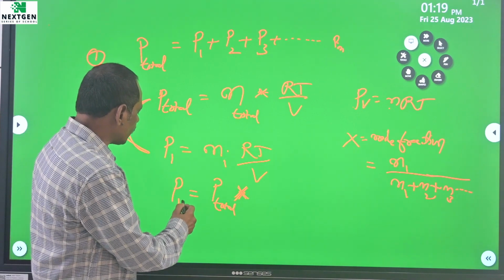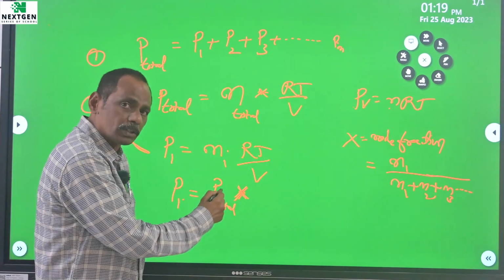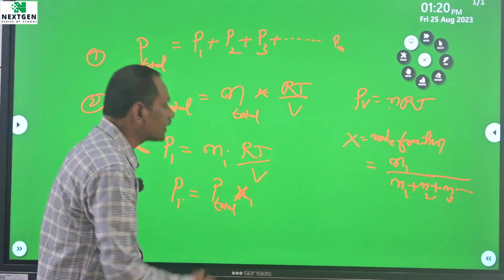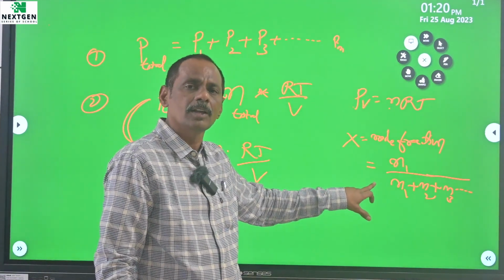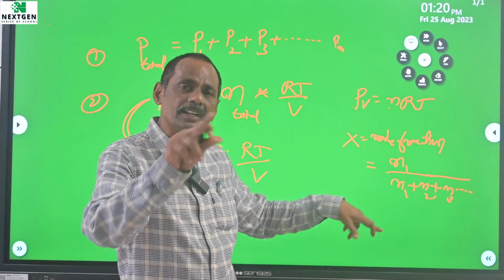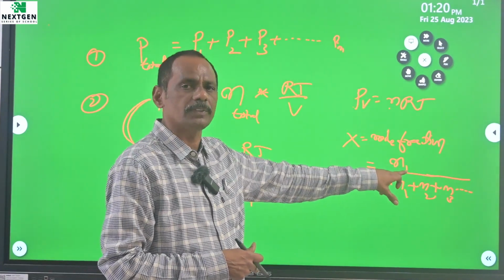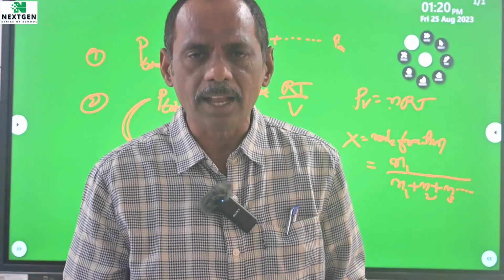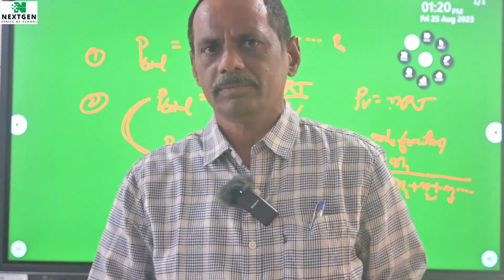So the partial pressure of the gas is equal to the total pressure of the gas times the mole fraction of that particular gas. What is mole fraction? The mole fraction of a gas is the ratio of the number of moles of that gas to the total number of moles of all gases. That's all. There are only 4 formulae.